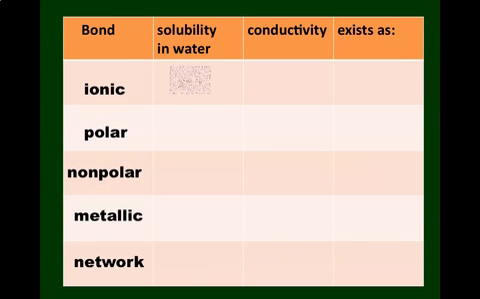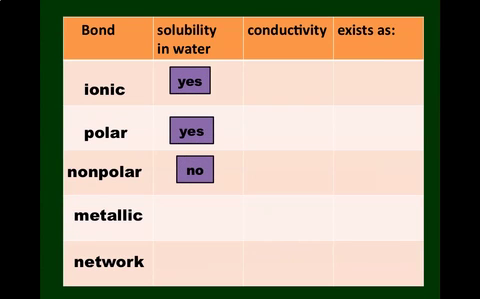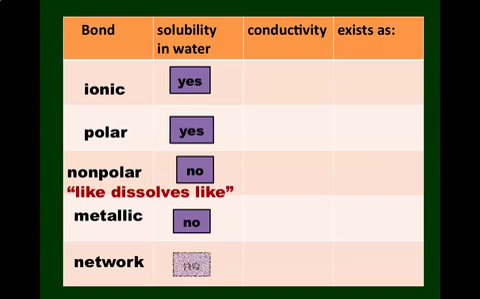Okay, let's look at solubility in water. With ionic, it is. Polar, it is. Nonpolar, it's not. These are like oils. Okay. Metallic is not. Okay, you're thinking about metals. They don't dissolve in water. And network lattice, like a diamond, is not. It does not dissolve in water either.